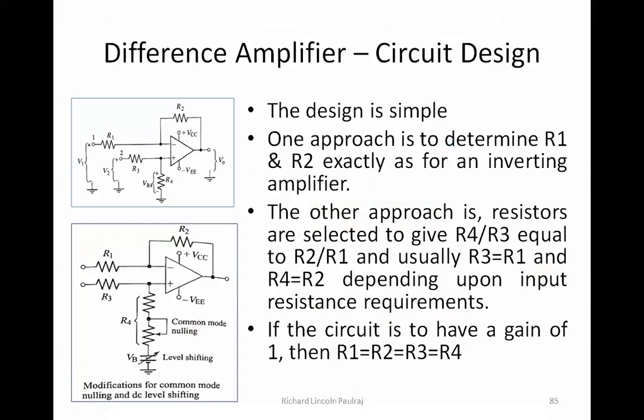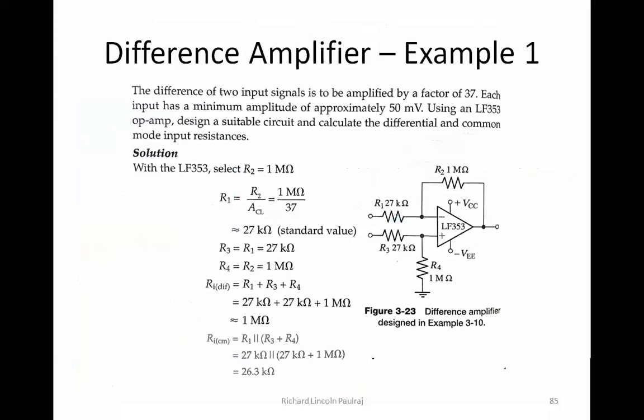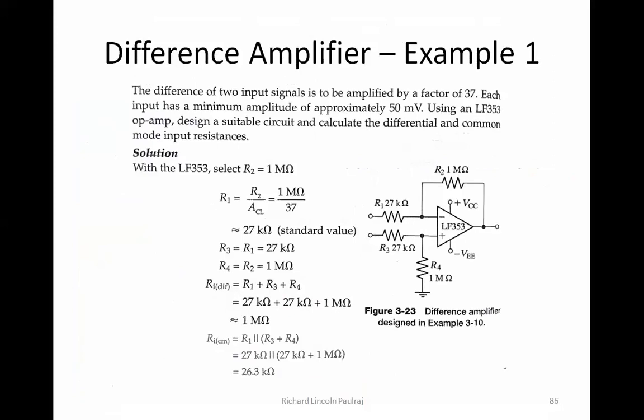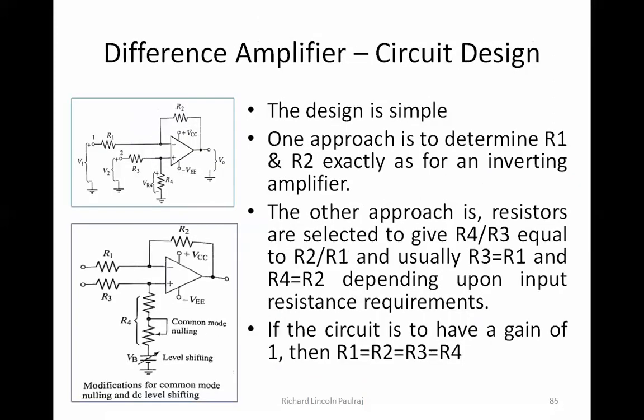So the last thing that I have here is the circuit design. Probably in our upcoming class, we will look into the problems. We have two examples here. So right now we will discuss the circuit design. Now we know that the design is very simple. We're going to have R1, R2, R3, R4, op-amp, plus VCC, minus VEE, the output voltage V0 with respect to ground, and input voltages V1, V2, both with respect to ground. So the design is very simple and plain, right?